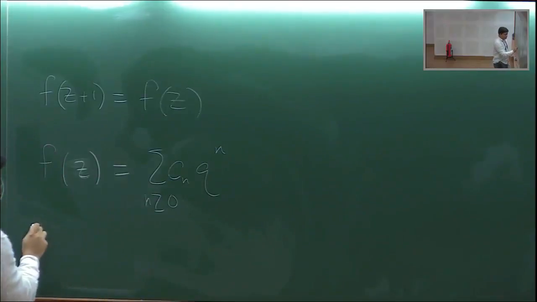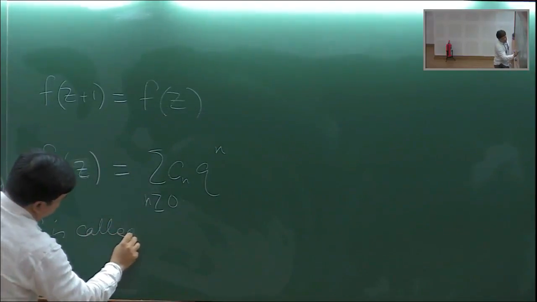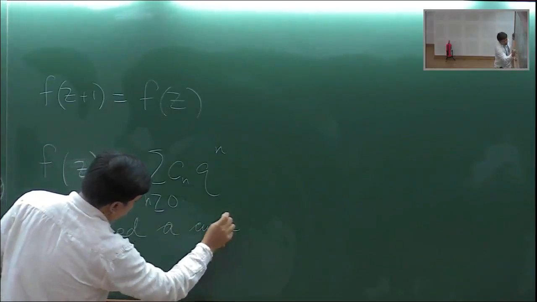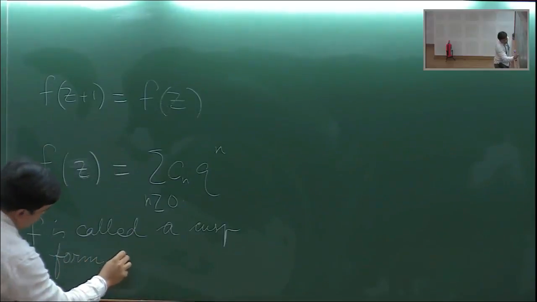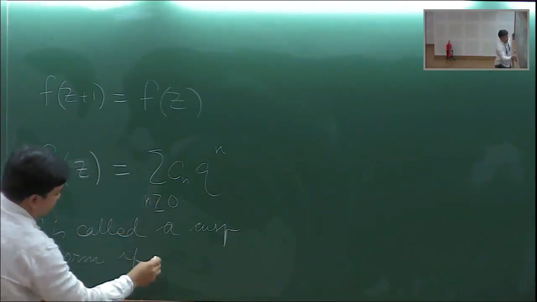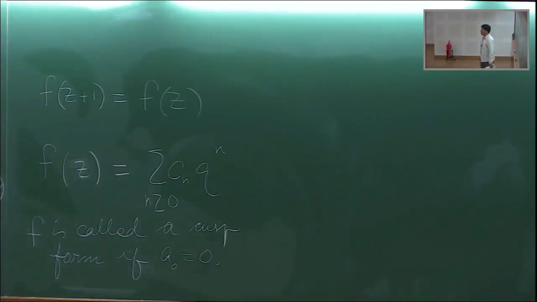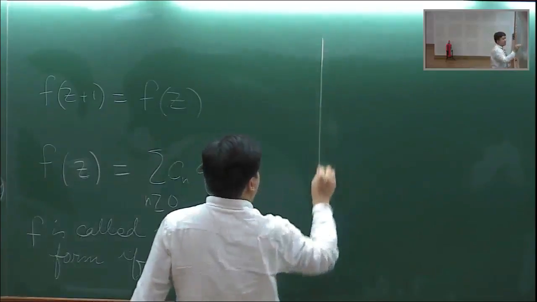And f is called a cusp form if your a0 is equal to 0. So this is only a working definition. You have to prove each of these things.